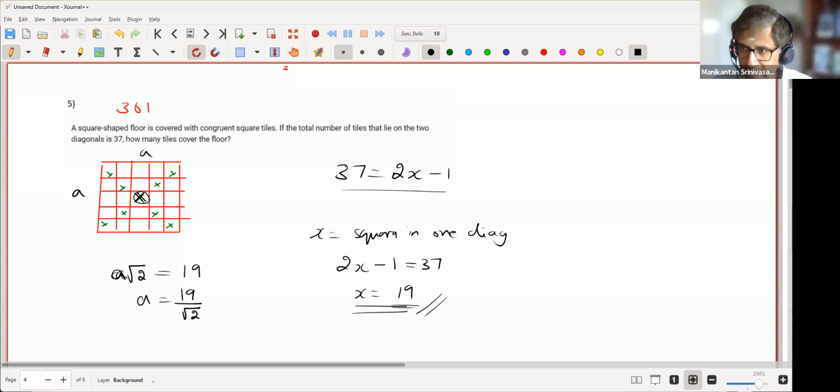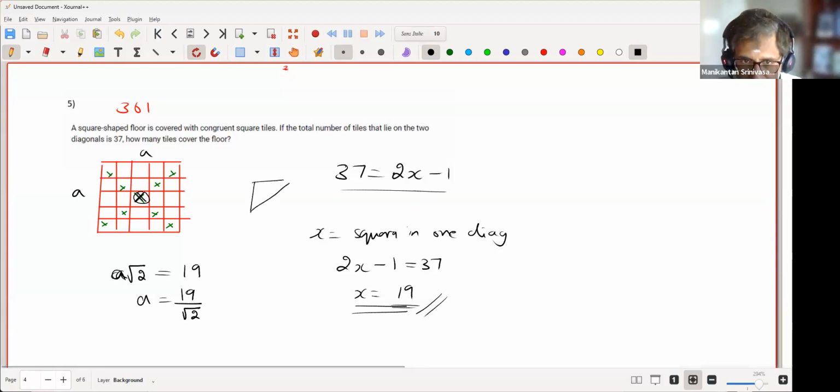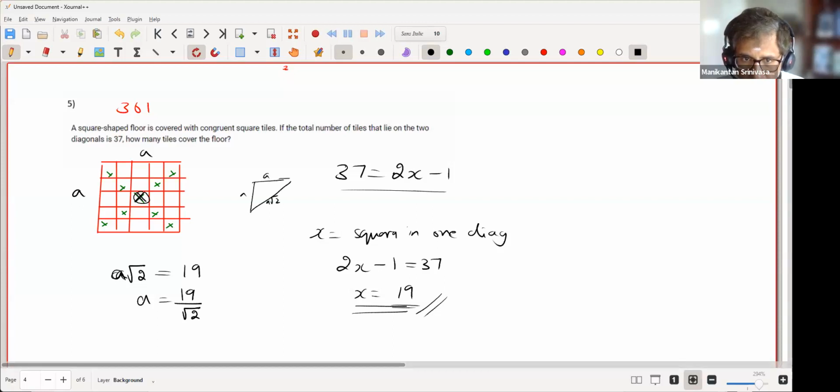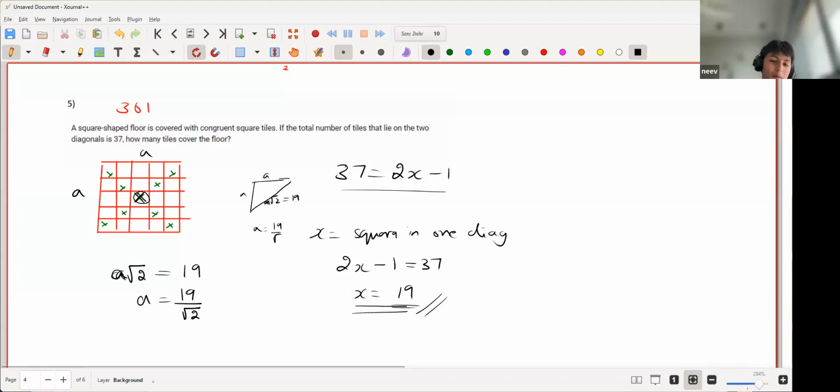By what she was saying, it's Neve. You can clearly see the diagonal is longer. And if this is A, as she rightly said, this is A root 2. So according to you, A root 2 is your 19. So A should be 19 by root 2, right?